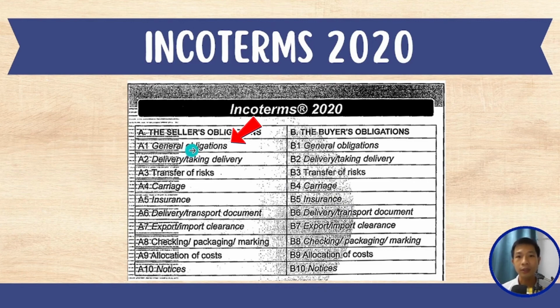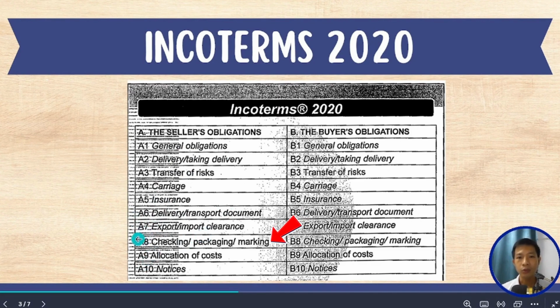First is the general obligation, which refers to the general responsibilities. Delivery pertains to the delivery and receipt of goods. Transfer of risk is about the transfer of risk. Carriage is about transportation. Insurance covers insurance matters. Transport document refers to the transport documentation. Export and import clearance relates to customs clearance for both export and import. Checking, packaging, and marking covers inspection, packaging, and marking. Allocation of costs involves the distribution of expenses. And notice means attention.